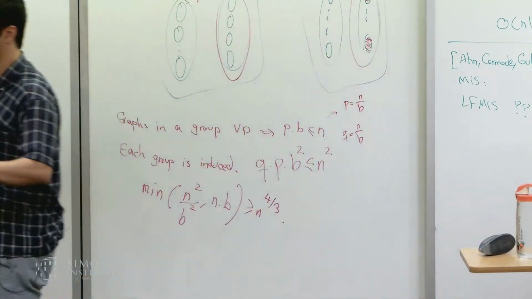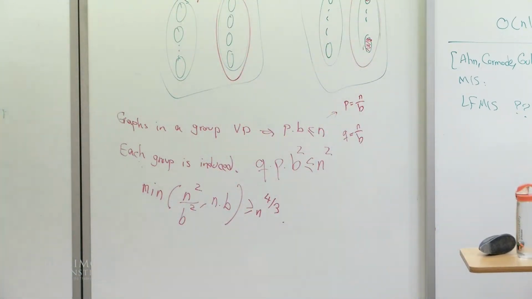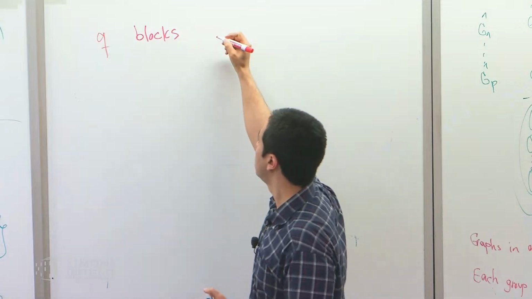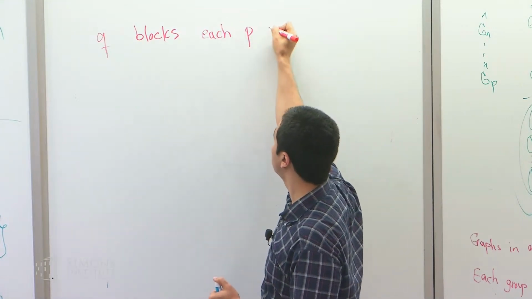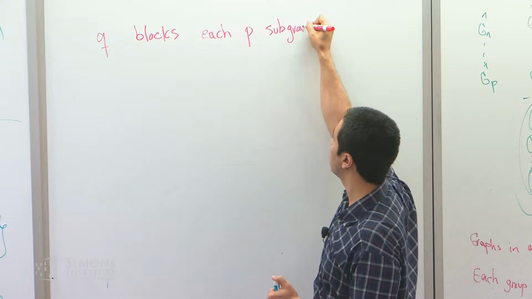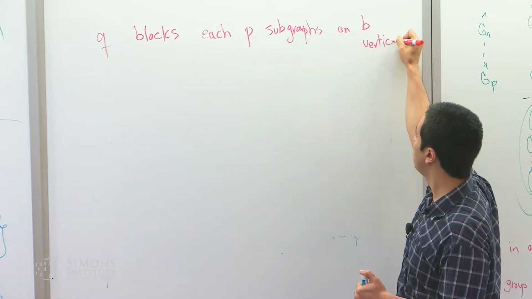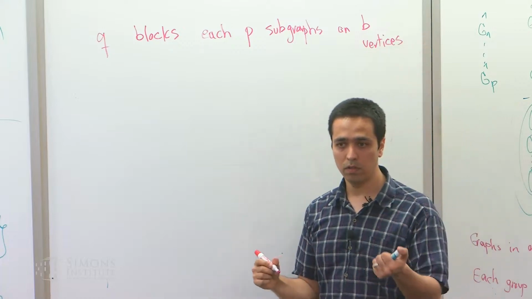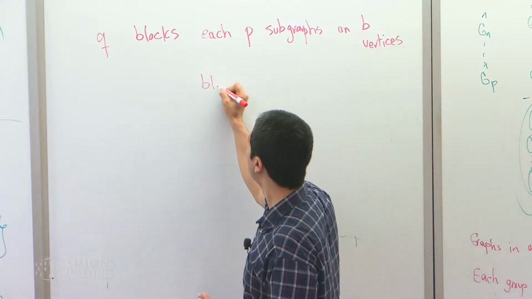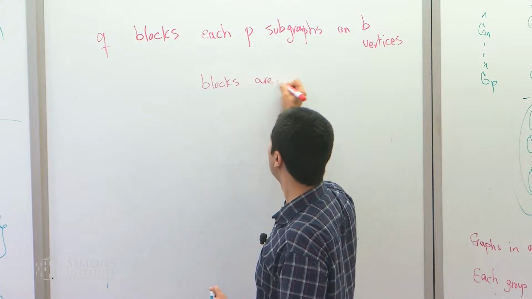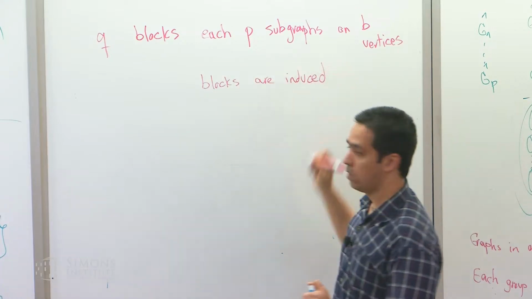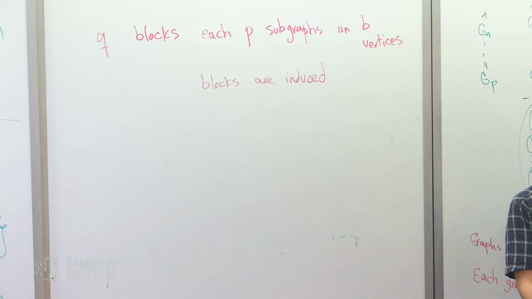If you're completely out of this thing, now I'm just going to tell you the object that I need. Okay? You need a graph that has Q blocks. Each block consists of P subgraphs on B vertices. And the blocks are induced. Okay. Induced means that if you look at the induced subgraph on that block, you will only see edges of these subgraphs.